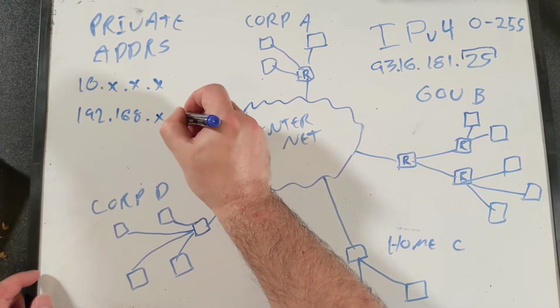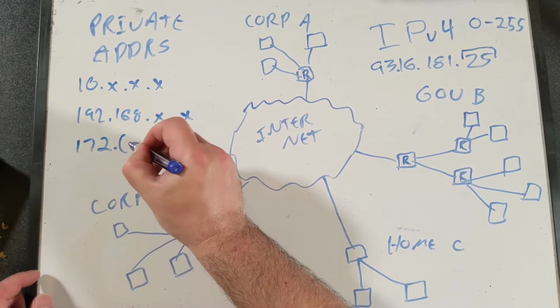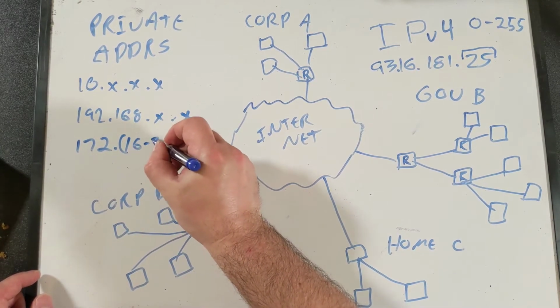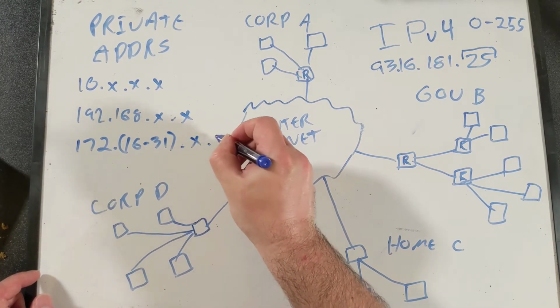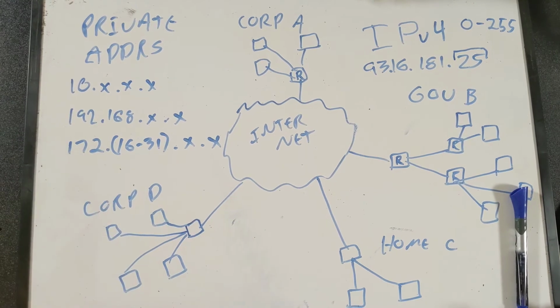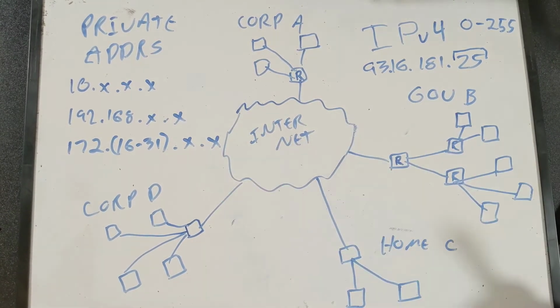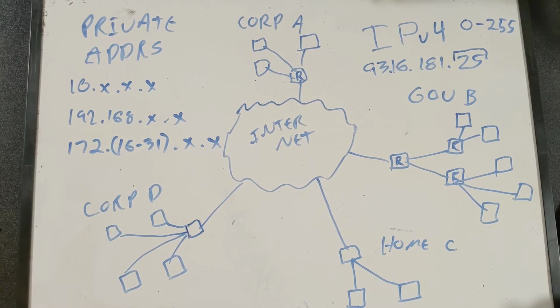192.168, and then anything, or 172, and then any number 16 through 31, and then the last 2 numbers can be anything. So these are the private addresses in IPv4. And most of the other possible addresses that we can build with 4 numbers separated by dots are going to be public addresses in IPv4.